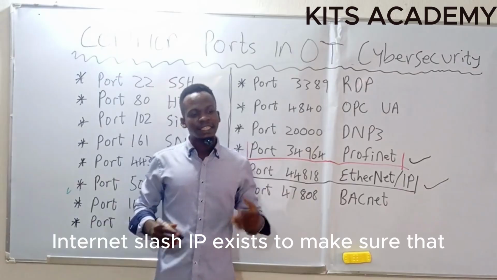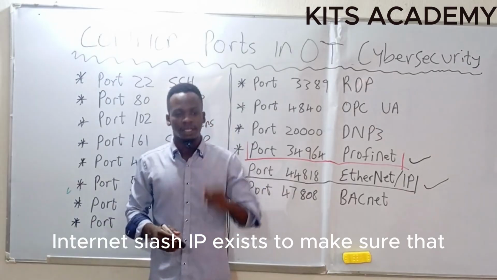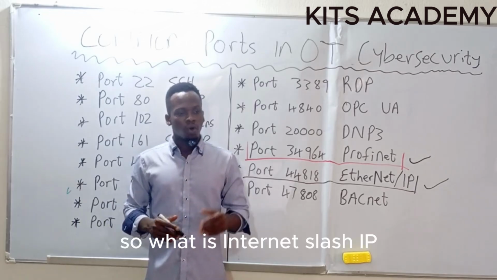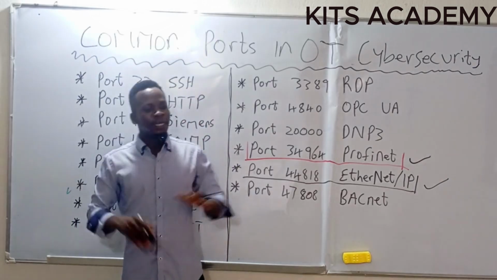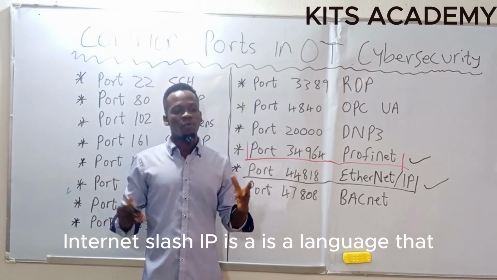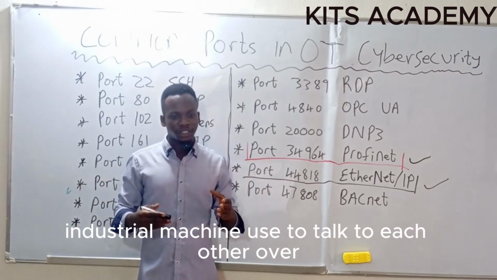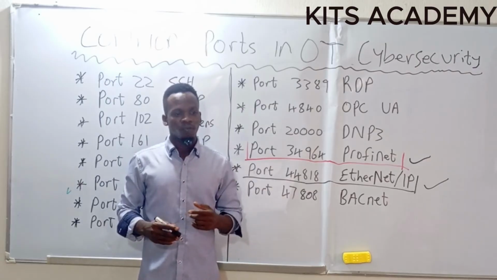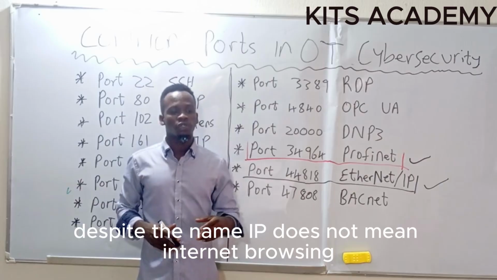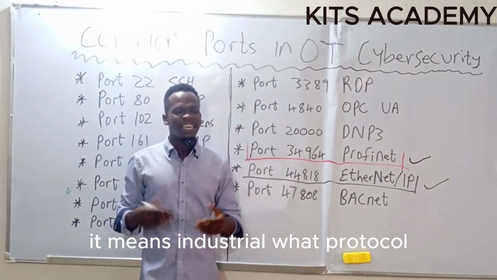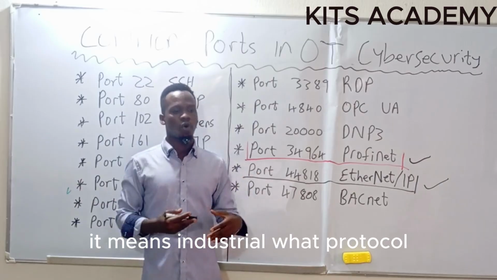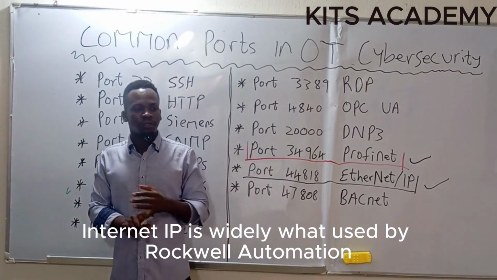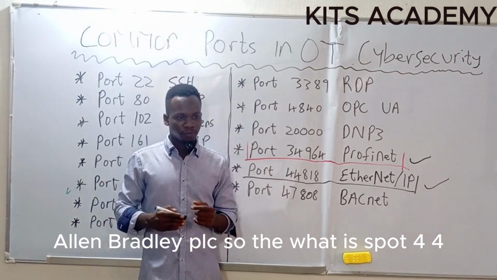So, EtherNet/IP exists to make sure that communication happens correctly and reliably. So, what is EtherNet/IP? EtherNet/IP is a language that industrial machines use to talk to each other over Ethernet networks. Despite the name, IP does not mean internet browsing. It means Industrial Protocol. EtherNet/IP is widely used by Rockwell Automation, Allen-Bradley PLCs.